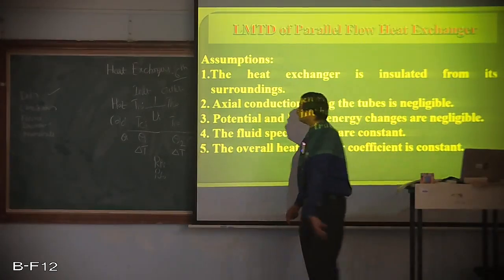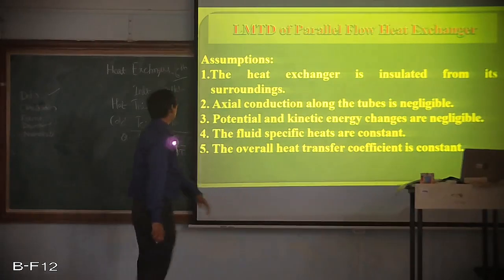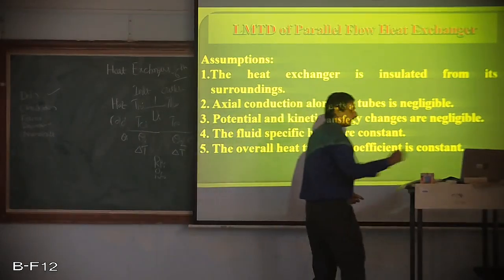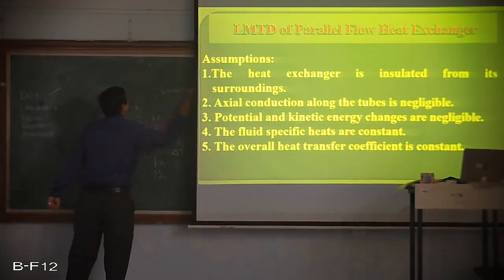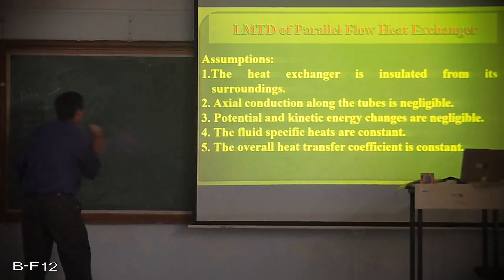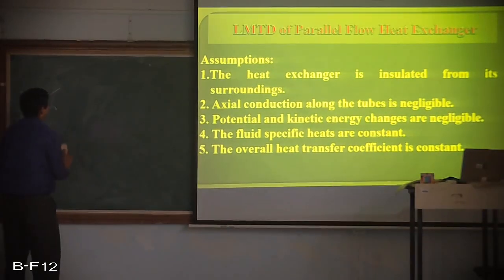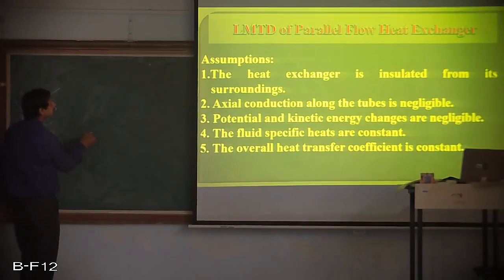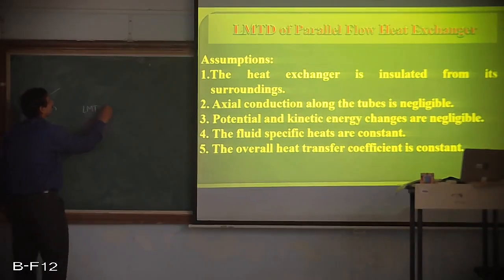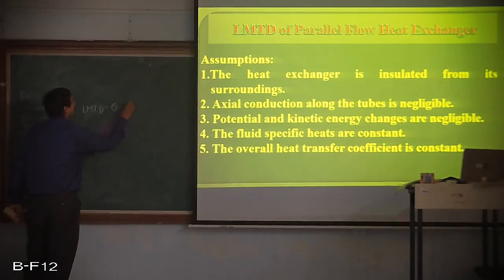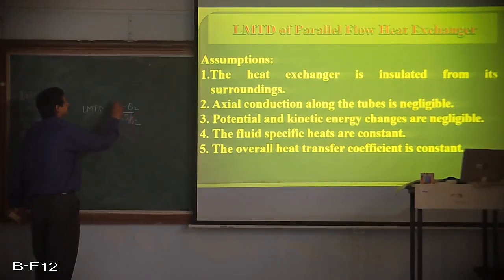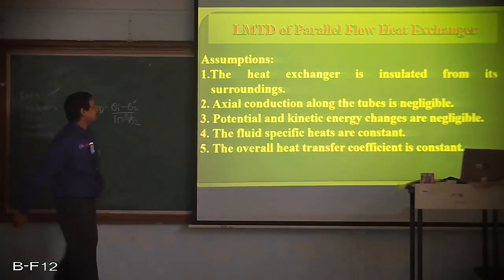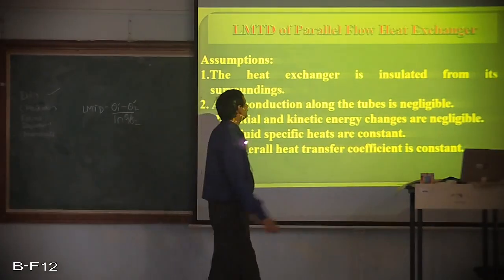Now the question comes: LMTD for the parallel flow heat exchanger. As I said, for the parallel flow, the LMTD is given by theta 1 minus theta 2 divided by ln of theta 1 by theta 2. I said theta 1 and theta 2 are the temperature differences at the inlet and outlet respectively.